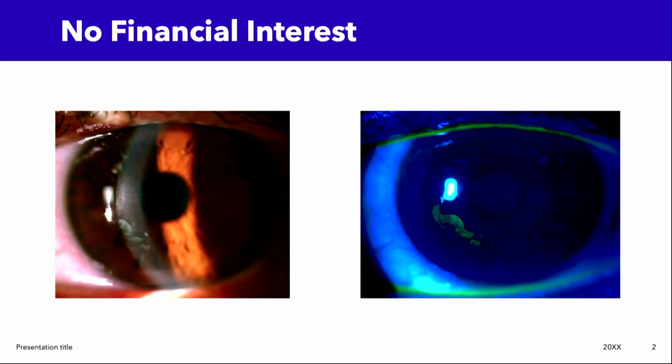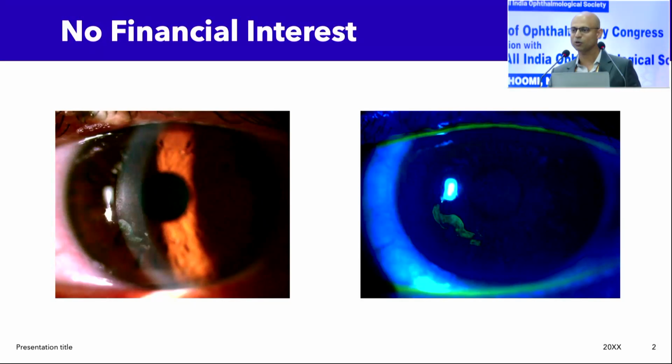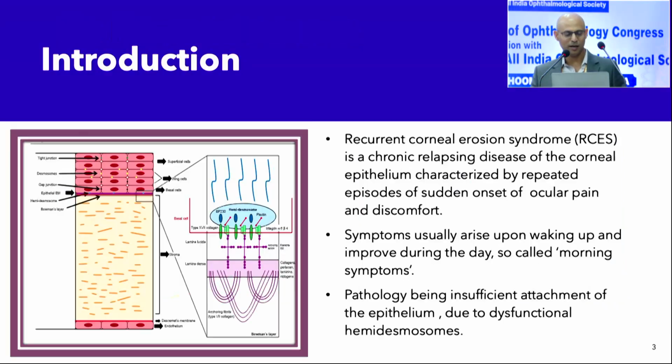This is typically what a classic recurrent corneal erosion syndrome cornea looks like. You'll see this whitish kind of loose epithelium, and if you stain with fluorescein, it'll have negative staining around it. Recurrent corneal erosion syndrome is a relapsing chronic disease of the corneal epithelium characterized by repeated episodes of sudden onset of ocular pain, discomfort, watering, irritation, etc.